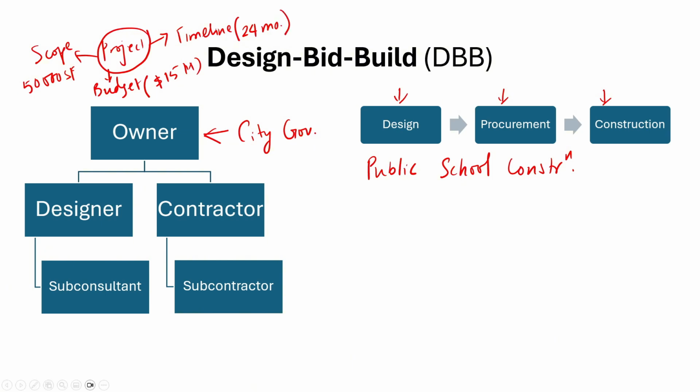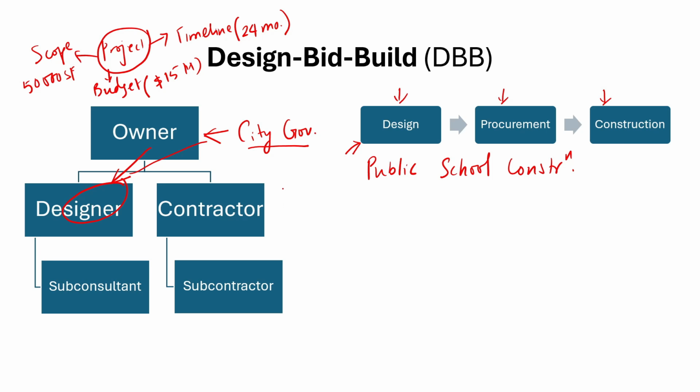So what happens in the design bid build process is the owner, that is the city government, hires an architectural firm to prepare detailed plans and specifications for the school. The design firm works closely with the city to incorporate requirements such as room layouts, energy efficiency standards, and compliance with building codes. At the end of this design phase, the city receives a complete set of construction documents.